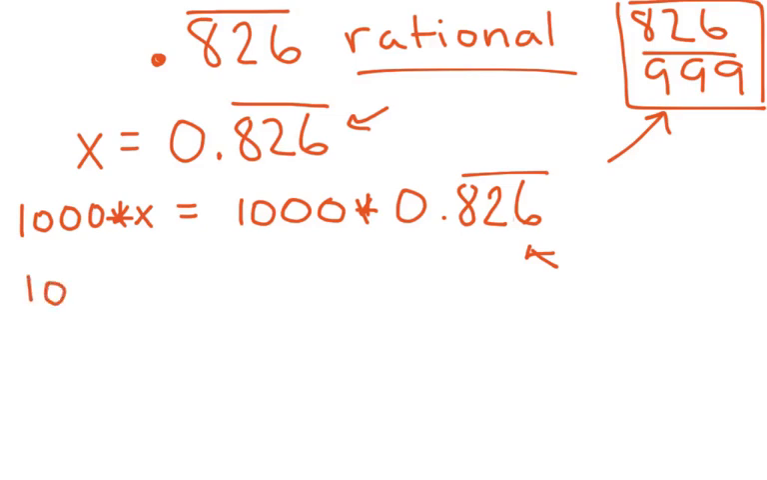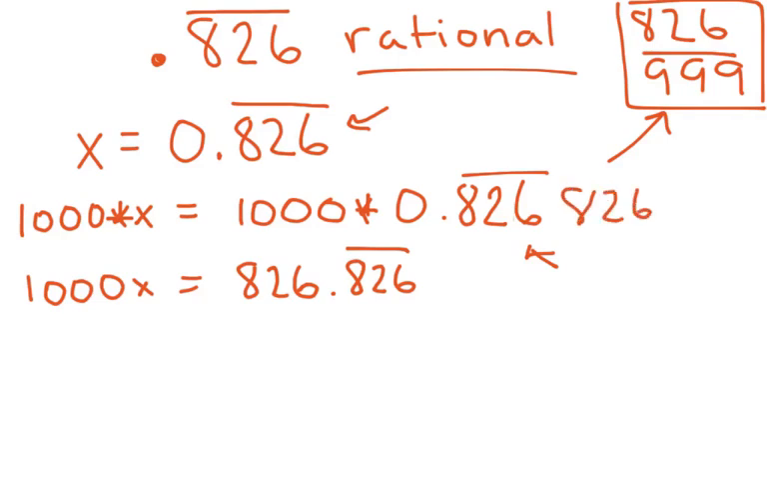Here I go. I end up with 1,000x over here equals 826, because I'm going to move that decimal point over 3 times, 826 repeated, because this does not ever end. It's 826, 826, 826, 826, and it goes on and on. So essentially what I did is I moved this decimal point over 3 spaces. I ended up with that whole number, and then these guys repeated over and over again. Does that make sense? So now I'm going to subtract out x.